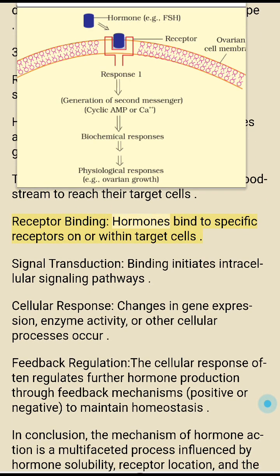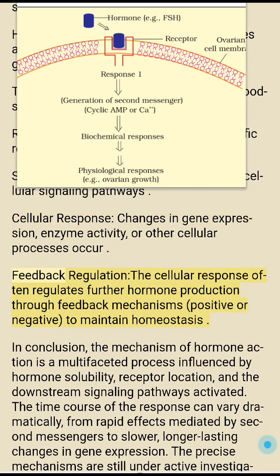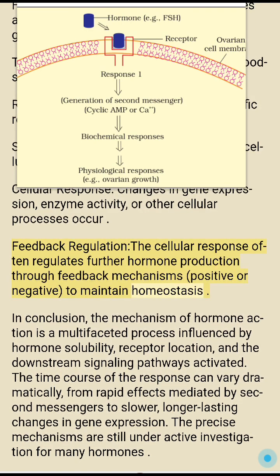Receptor binding. Hormones bind to specific receptors on or within target cells. Signal transduction. Binding initiates intracellular signaling pathways. Cellular response. Changes in gene expression, enzyme activity, or other cellular processes occur. Feedback regulation. The cellular response often regulates further hormone production through feedback mechanisms, positive or negative, to maintain homeostasis.